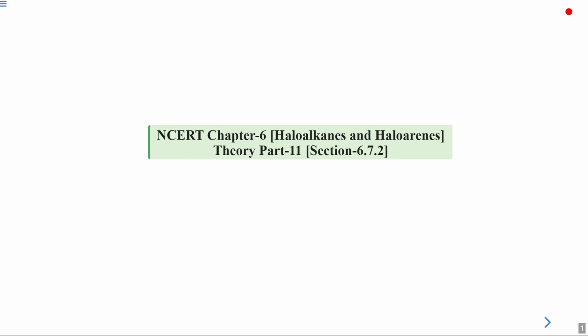Today, as you all know, we are going to do theory part 11 of the chapter Haloalkanes and Haloarenes. So, let's begin today's topic, NCERT chapter 6 Haloalkanes and Haloarenes, theory part 11. Specifically, we are going to cover section 6.7.2.